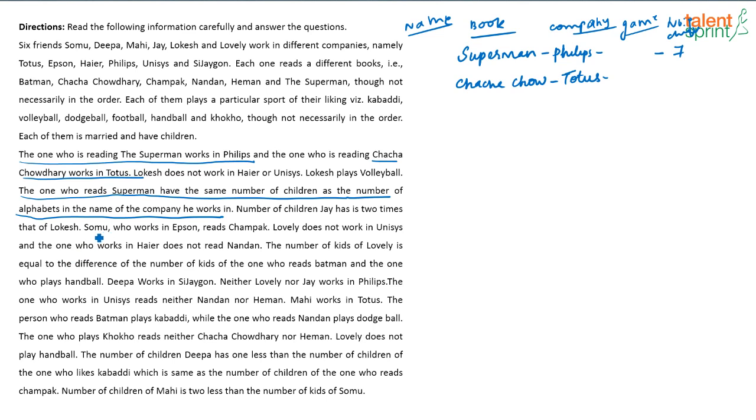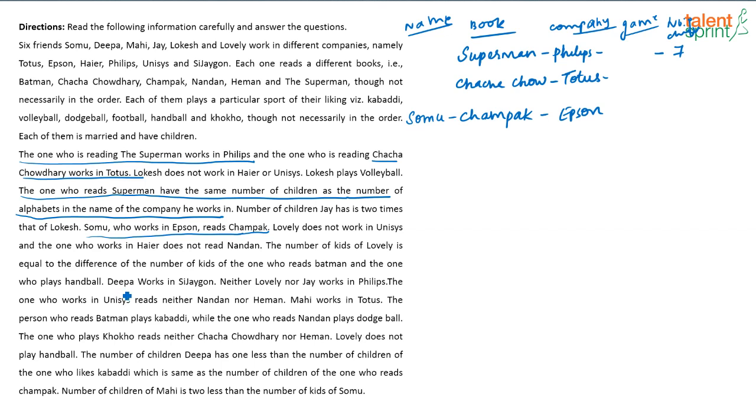Somu works in Epsom and reads Champak. So Somu is reading which book? Champak. Book is Champak and works in Epsom. Okay, Lovely does not work in Unisys. Okay, and the one who works in Hair does not read Nandan. Again, let's wait to use that information. Again, something is said about kids. Let's wait for that.